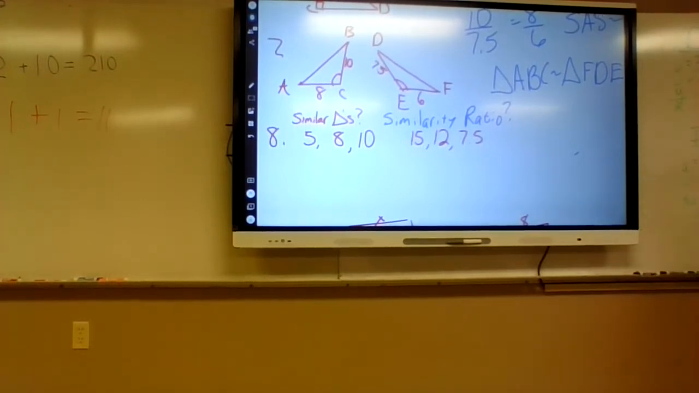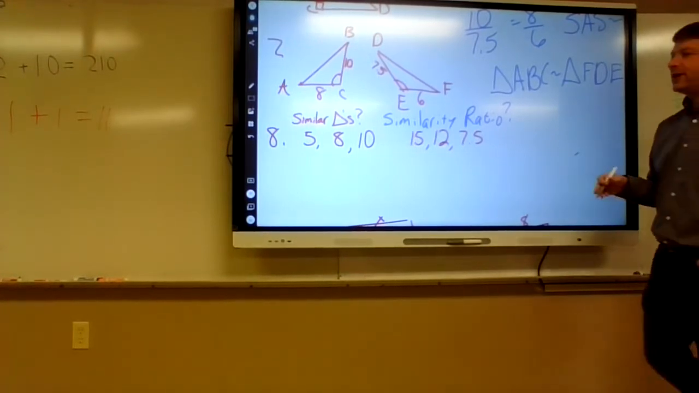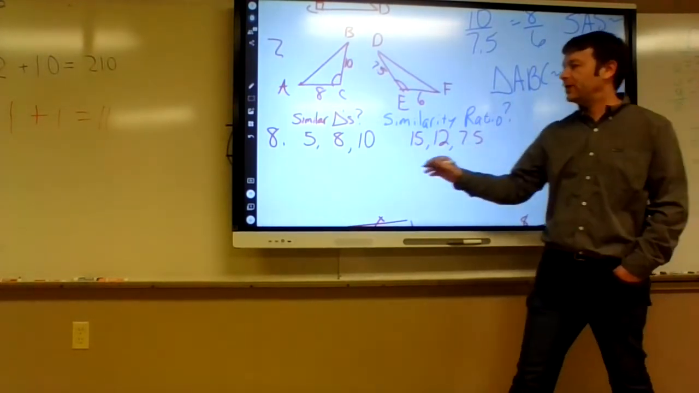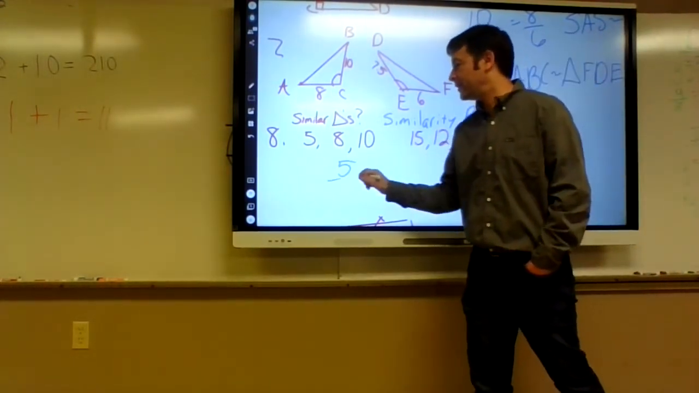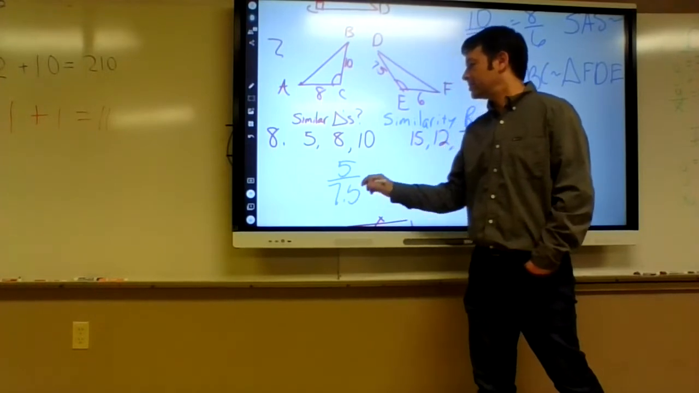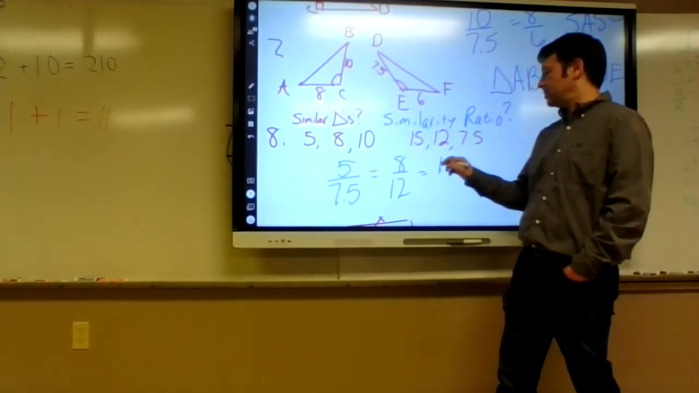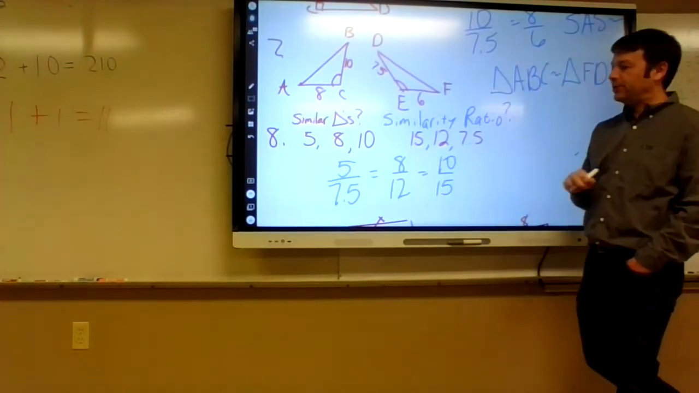So something that's a little bit tricky about 8 is that they did not put it in order for us, or I didn't put it in order. Because I looked at the test and the one on the test is not in order, so what should 5 go with over here? 7.5. Why should 5 go with 7.5? Because they're the smallest. Does 8 go with 12? Yeah, they all are.